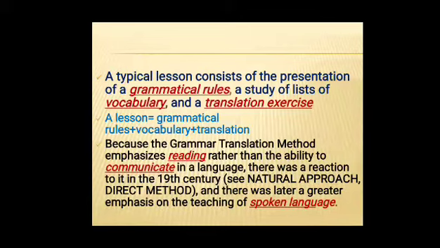A typical lesson consists of the presentation of grammatical rules, a study of lists of vocabulary, and translation exercise. A lesson: grammatical rules plus vocabulary plus translation. Because the grammar translation method emphasizes reading rather than the ability to communicate in a language, there was a reaction to it in the 19th century. See natural approach, direct method, and there was later a greater emphasis on the teaching of spoken language.